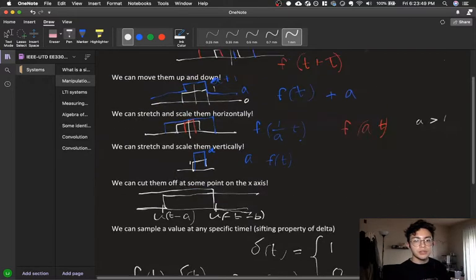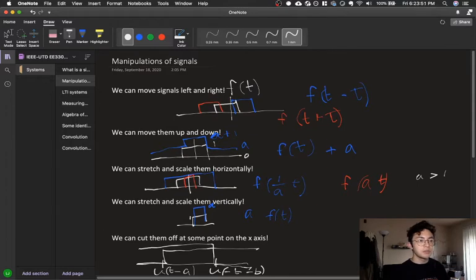So these are signals. This is how we manipulate them typically. There's not really too much more to this. And this really just defines how we're going to do a lot of our algebra in terms of signals.